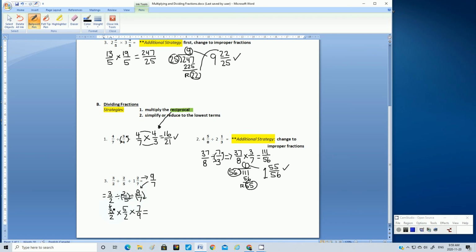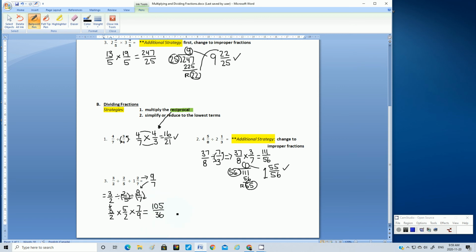All right. So let's multiply. Let's go through and multiply the numerators. So 3 times 5 is 15. 15 times 7 is what? I got 105. Can you check my work? 105. And if we like that numerator, let's multiply out the denominators. 2 times 2 is 4. 4 times 9 is 36. Okay.